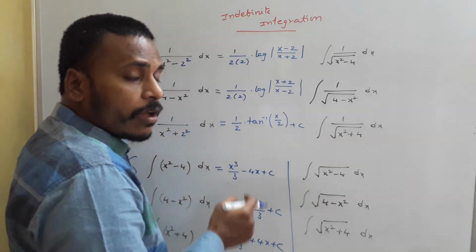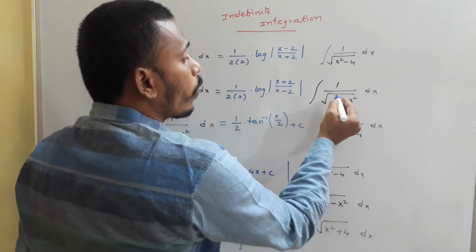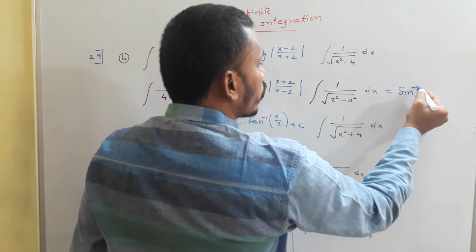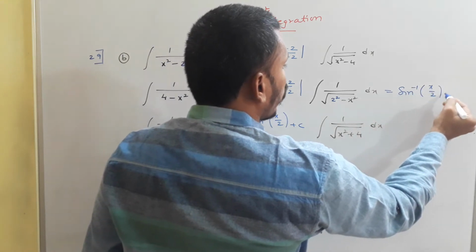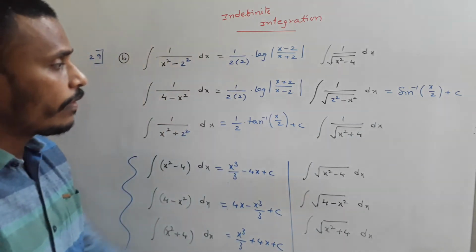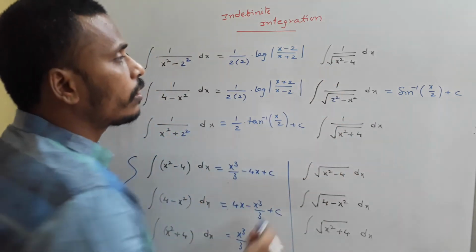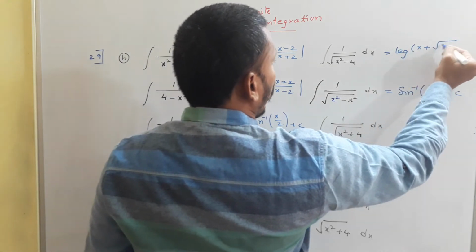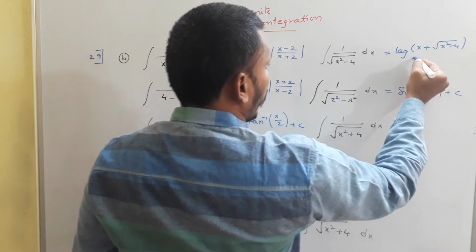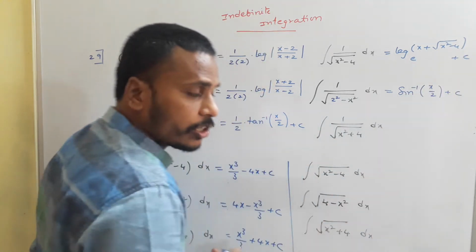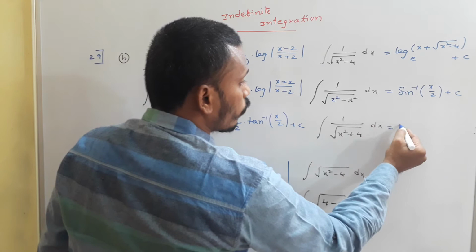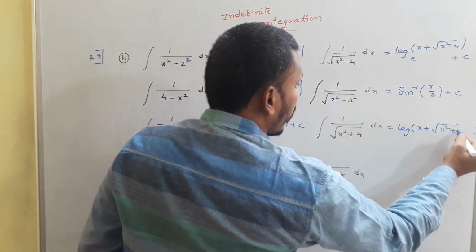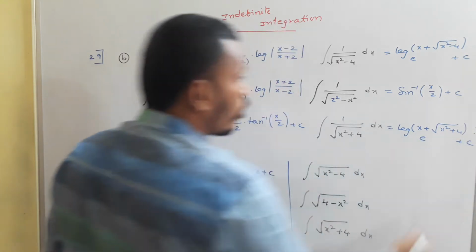Among these three, for the function of the type integral 1/√(a² minus x²) dx, its result is sin inverse x by a. So this is sin inverse of x by 2 plus c. Okay, then for the remaining two we need to go with the logarithm. This is equal to logarithm of x plus root of x² minus 4 base e plus some constant of integration. And for this, integral 1/√(x² plus 4) is nothing but logarithm of x plus root of x² plus 4 base e plus some constant of integration.